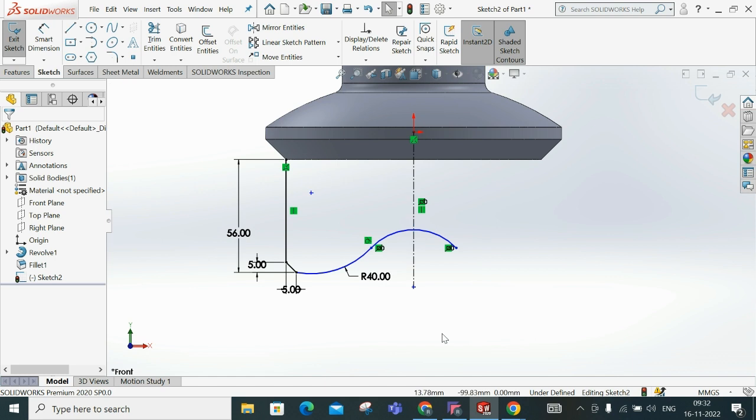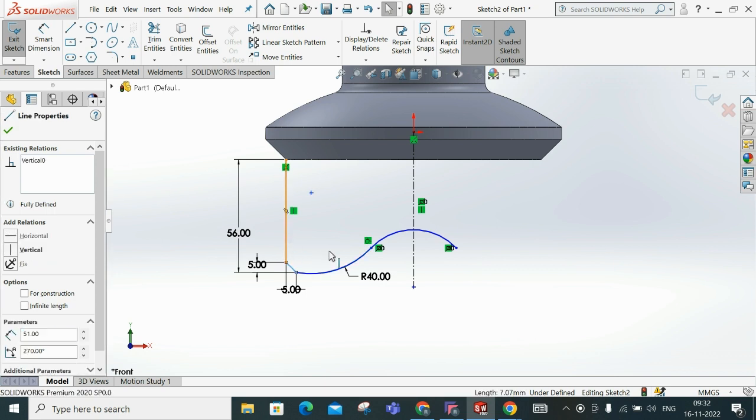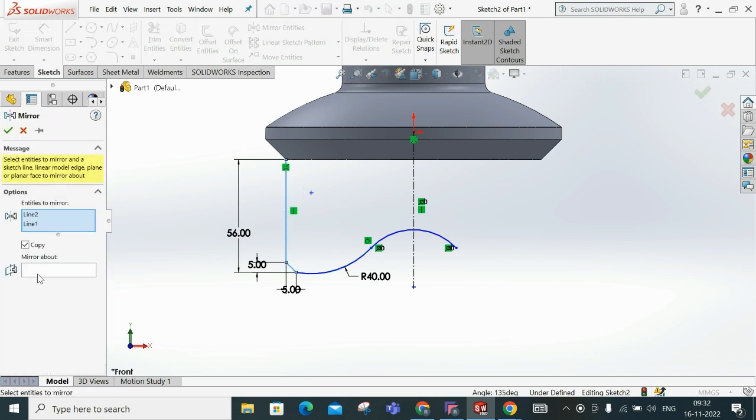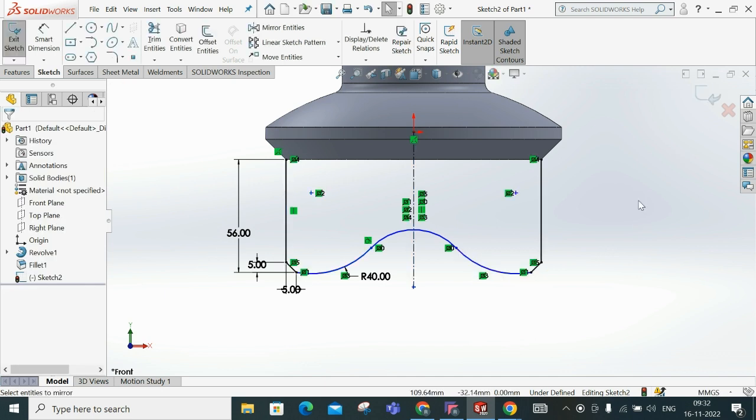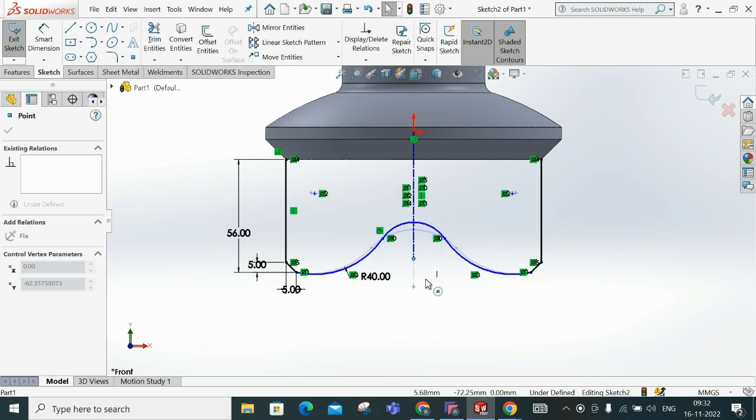And mirroring this thing. Mirroring it, mirror about here. This thing also. Okay, but still there will be some problem with this location only.